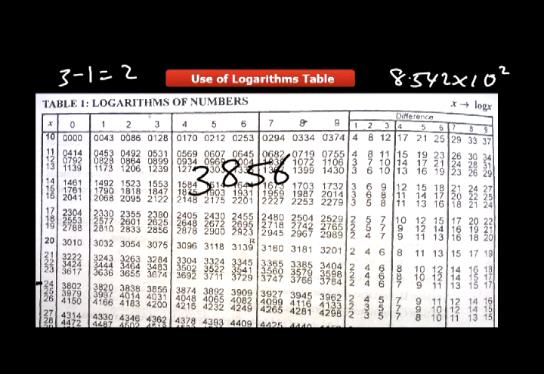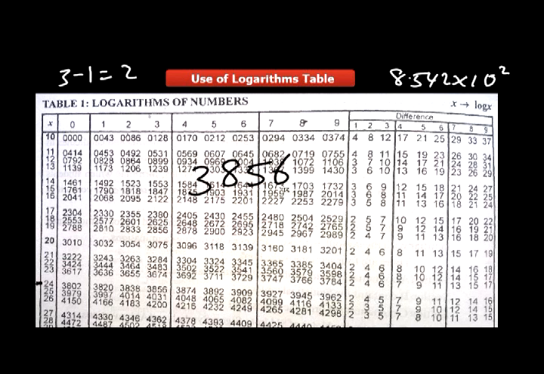3856. Difference 2. We come to differences here and we trace it. 24 difference 2. That is 4. We said 24 under 3, difference 2. That is 4.